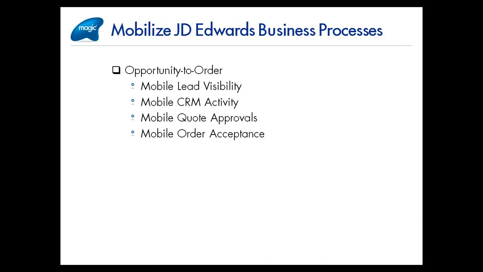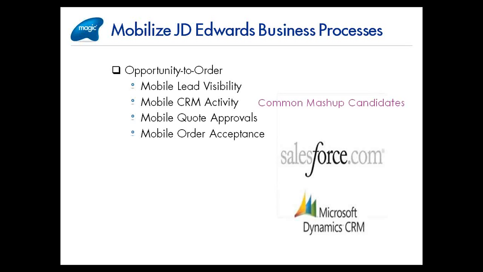So what are those specific process areas within Opportunity to Order? In Opportunity to Order, we're looking at things like mobile lead visibility, where your sales team wants to see incoming leads, your marketing team wants to distribute incoming leads and assign them from their mobile devices. Mobile CRM activity, contacts, activity notices, to-dos, and tasks that are accomplished. Quote approvals, where you need an approval process. Order acceptance processes that need to be notified. So these are some Opportunity to Order related kinds of processes.